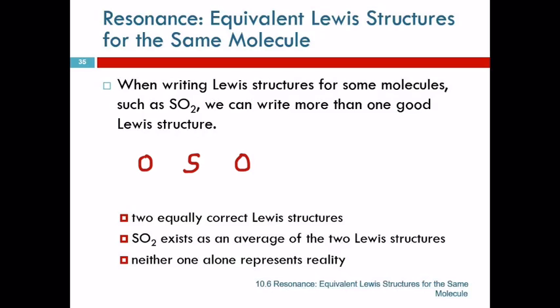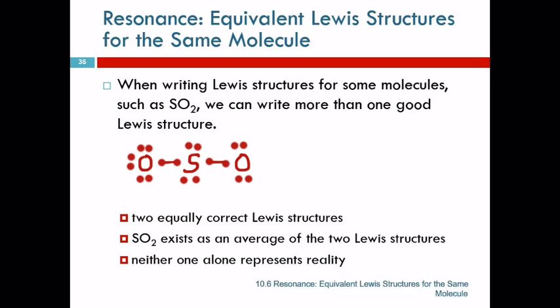How many valence electrons do we have to work with here? Oxygen has how many? 6. And sulfur has 6, and the other oxygen has 6. 3 times 6, 18. We've got 18 dots. 1, 2, 3, 4, 5, 6, 7, 8, 9, 10, 11, 12, 13, 14, 15, 16, 17, 18. Okay, we'll connect the dots for the bonds.